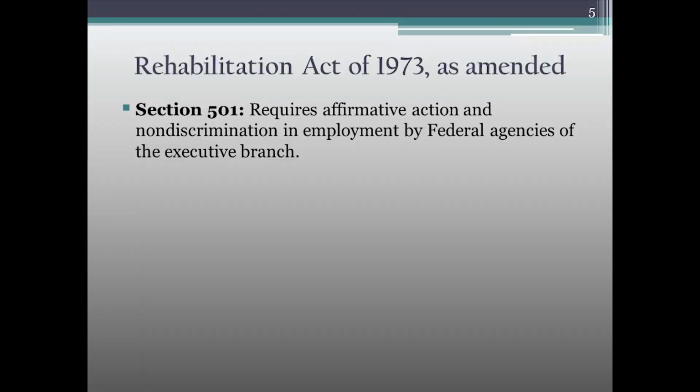So the Rehabilitation Act of 1973, as it was amended, has four main sections that we focus on. The first is Section 501, which requires affirmative action and non-discrimination in employment by federal agencies in the executive branch. Recently, we had some updates to Section 501 by the EEOC and OPM, and they are definitely going to reshape how we look at individuals with disabilities. Affirmative action is one of the only ways now for us to increase the hiring of individuals with disabilities. Individuals with disabilities is the only category for which we can have affirmative action plans.